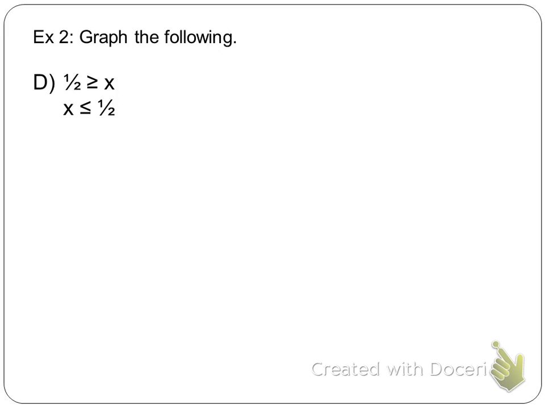Then what? 0, 1/2, 1. Good. So on your number line, I'm going to have 0, I'm going to have 1/2, and I'm going to have 1. Open or closed circle on 1/2? Close it in. Left or right? Left. Very good. Seems like you guys are getting the hang of this one pretty quick. We can maybe pick up the pace a little bit.